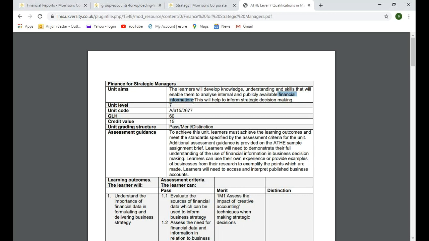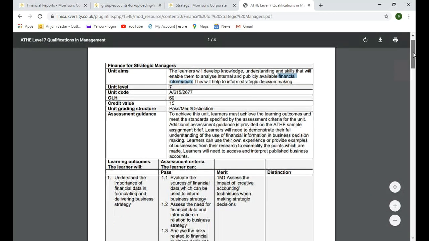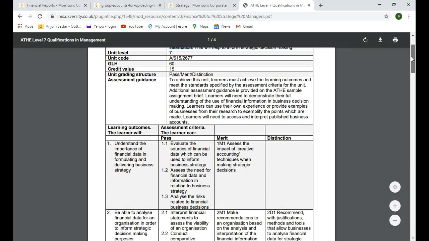How we can use them internally: internal information can be in terms of management accounting and financial accounting, which we'll go through the difference between these two, and financial statements available, and a lot of reviews on trading standards and various other corporate websites as well. A lot of information is available, and we can use it.